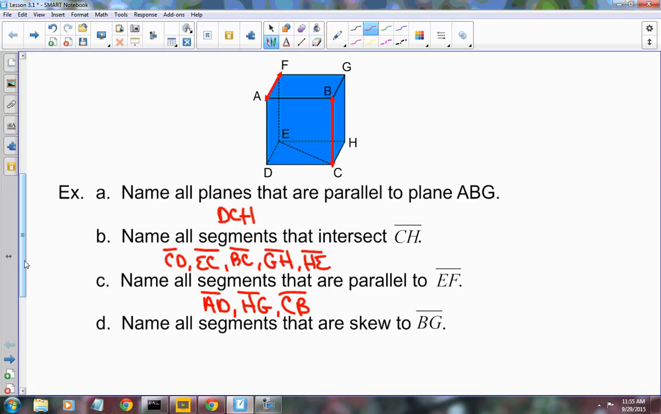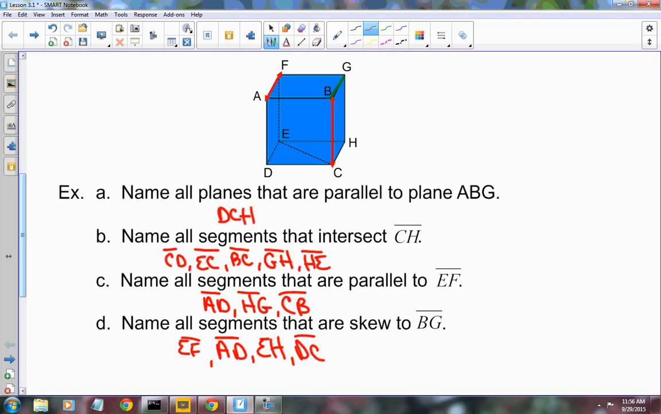Name all segments that are skewed to BG. Okay, name all segments that are skewed to BG. So what would be skewed to BG? Okay, EF would be one. Okay, AD would be another. All right. EH, okay, good. There's two more. What'd you say? DC? Okay, DC would be one.